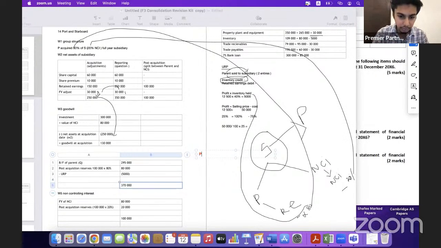If the subsidiary is selling to the parent, then guys, what will happen? Inventory credit by 5,000. Just like this, inventory credit. Here also inventory credit. That is not changing. The debit part is only changing. So guys, the debit will happen like this.